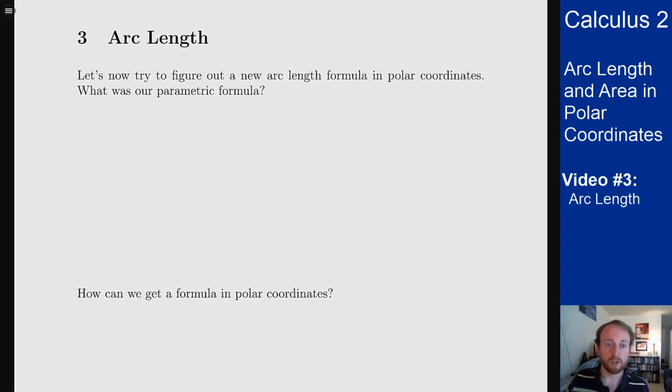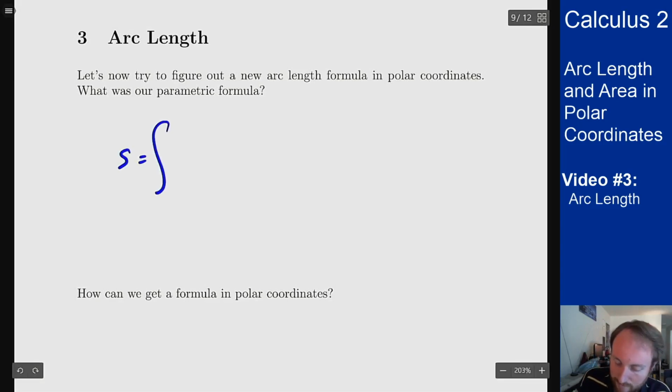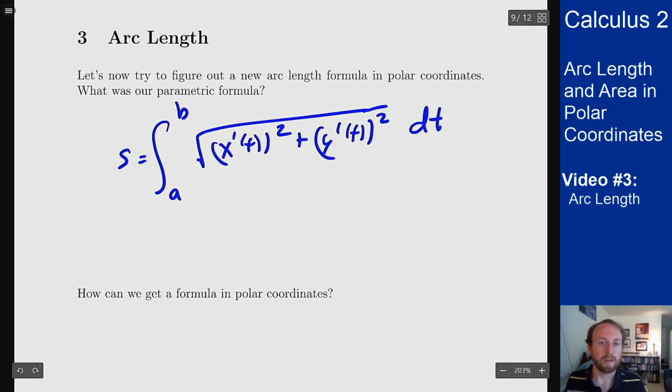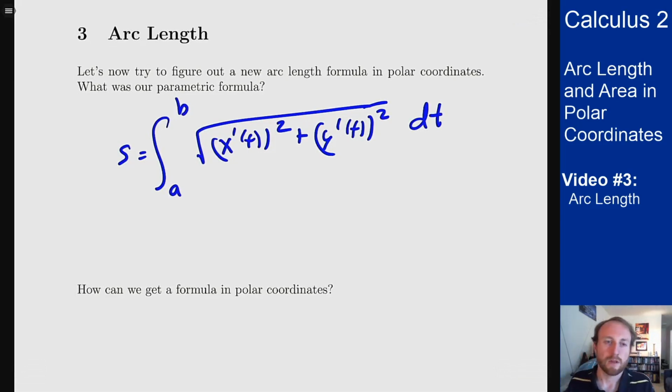What was our formula for doing this in terms of a parametric equation? Well, for a parametric equation, we had that the arc length was the integral from a to b, square root x prime of t squared plus y prime of t squared dt. That was our formula for a parametric equation to find the length of the curve. How can we use this to get a formula for polar coordinates?